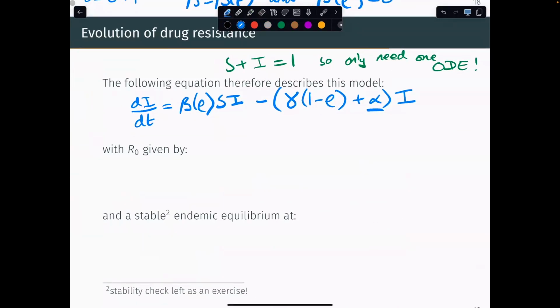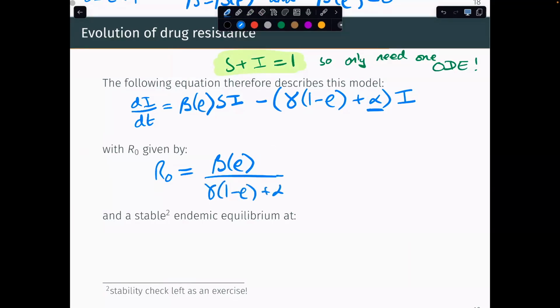Okay, so what's our R naught? You can work out our R naught just like we did before. This is going to be beta of rho times S star, where S star is our disease-free equilibrium. What's our disease-free equilibrium going to be in this population? So that's just one. And then we divide by gamma times 1 minus rho, plus alpha. So this is our R naught.